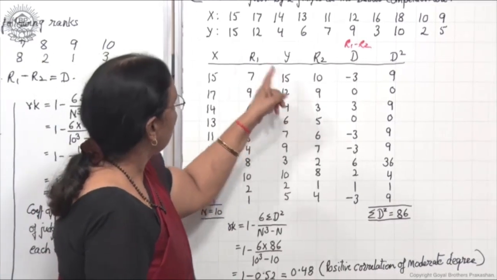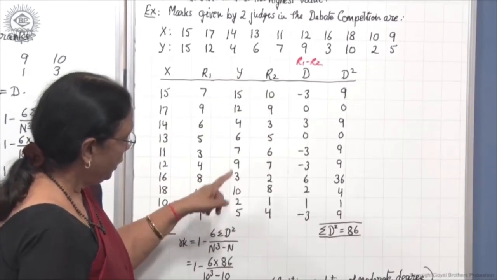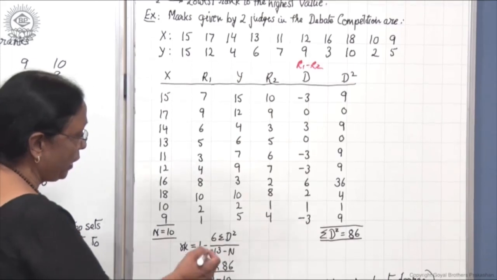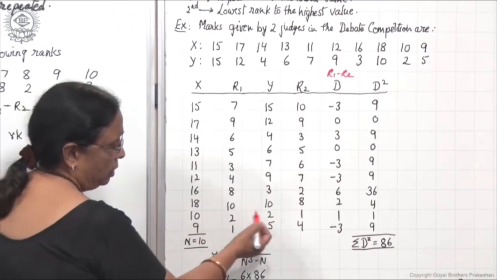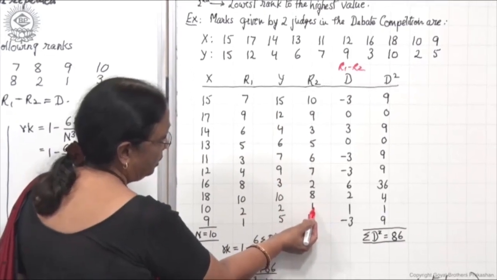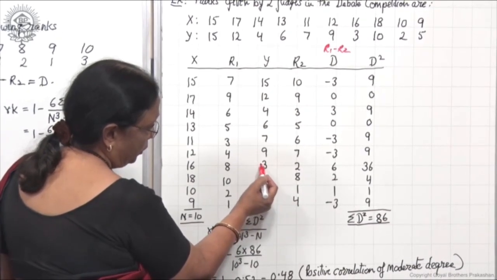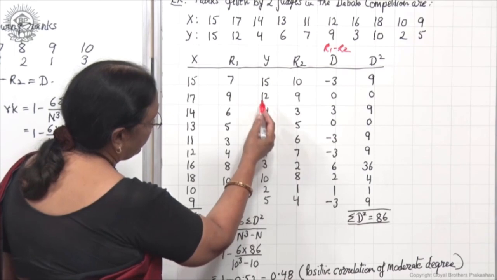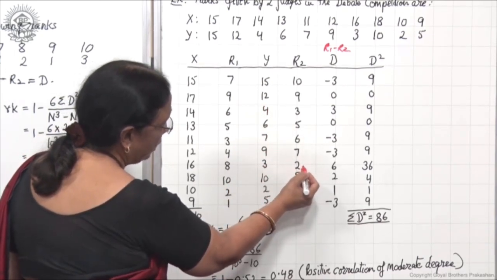Now in the third column we have copied down the Y series in the same order. Here again the lowest value is given first rank because we followed the same pattern. 2 is the lowest value in this series, so 2 is given first rank. Let us see the second: 3 marks were given, right? Third is the second lowest value, so this is second rank.